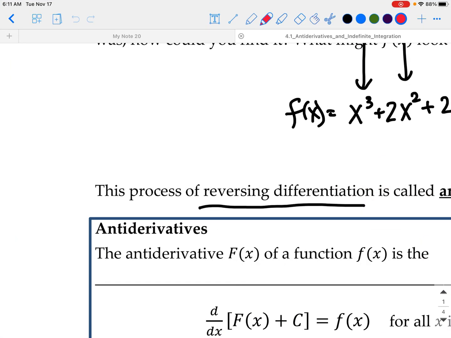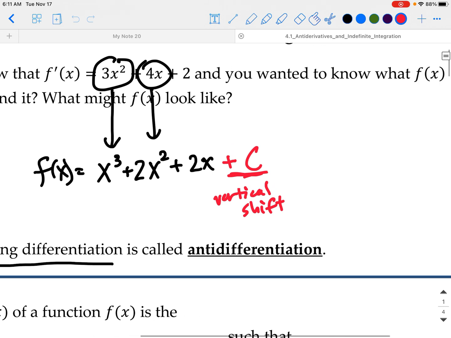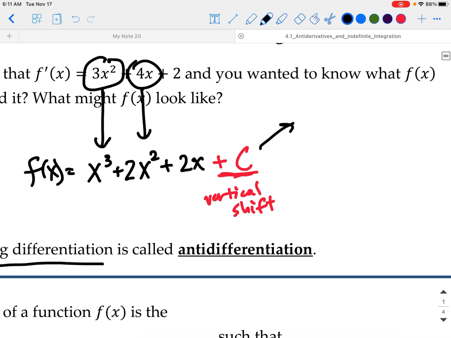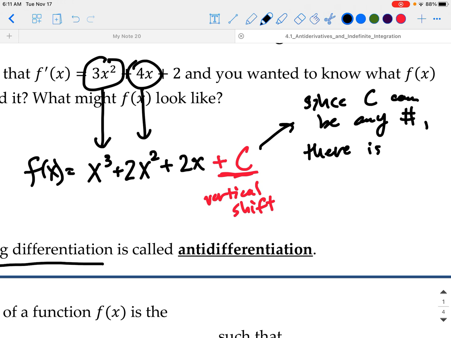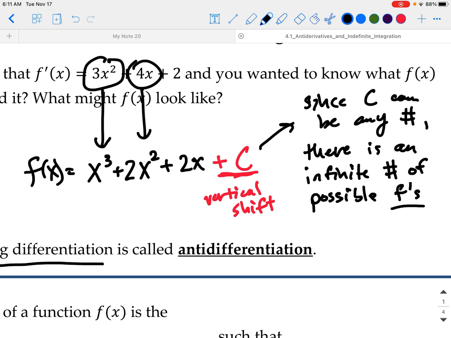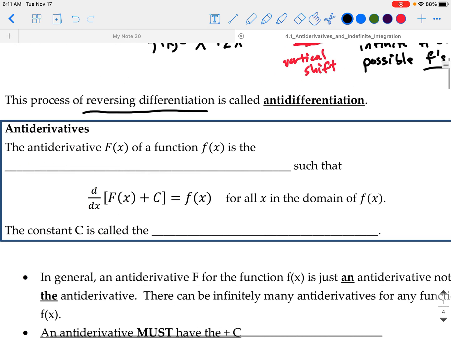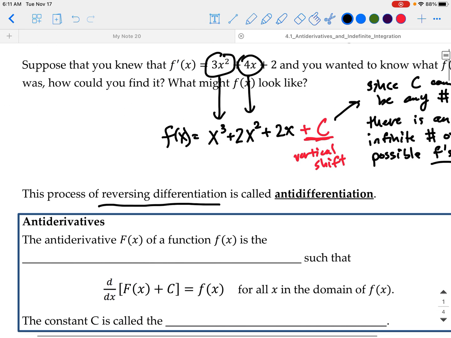So what this is telling us is that since c can be any number, there is an infinite number of possible functions, which means that our antiderivative is not a single function, but what we call a family of functions. So that's where we're going to get our notation for below.